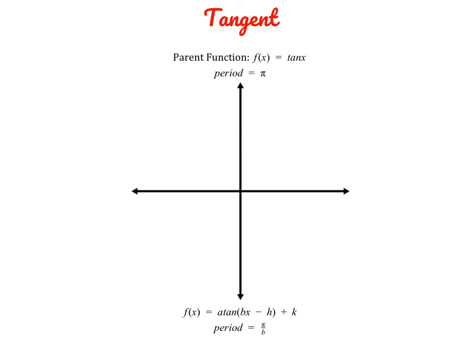All right, so now we're going to talk about tangent and cotangent. So tangent and cotangent both are going to have vertical asymptotes, so it's really important to know where those occur.